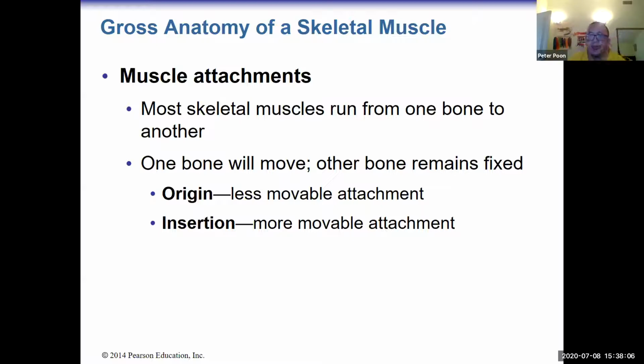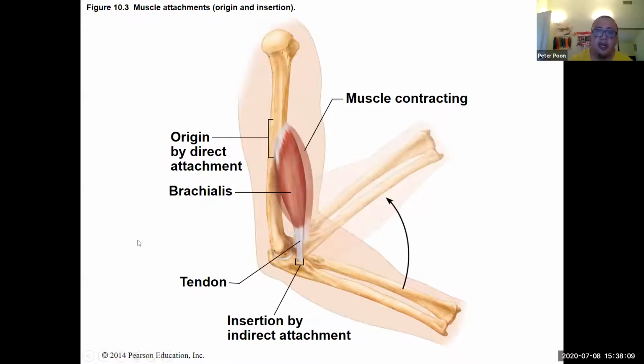Let me give you another example. Here is the arm. I'm flexing my forearm. This muscle is called the brachialis. When I flex my forearm, the humerus stays and the ulna comes closer to the humerus. So the origin is the humerus, the insertion is the ulna. Does that make sense to you guys? Hopefully it does. We'll go over many examples of this.